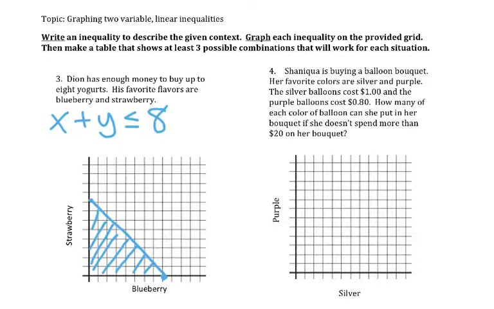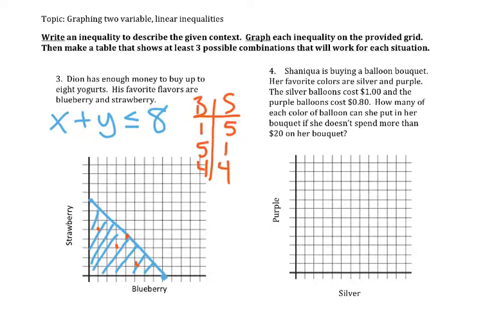Okay, so possible blueberries and strawberries amounts. Okay, well, any of these points, right? He could go 1 blueberry and 5 strawberries. Or flip side, we could go 5 blueberry and 1 strawberry. Or we could go any of these, 4 and 4, okay? So there's some points that go along with it.